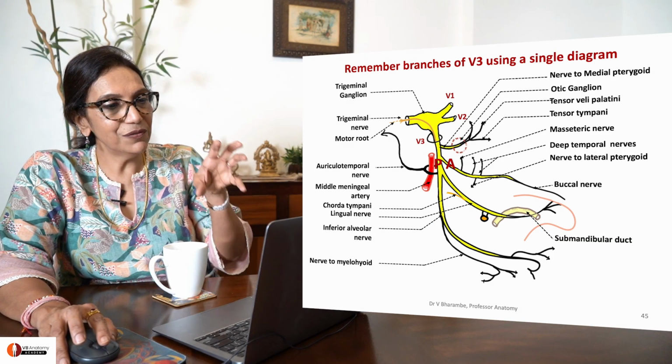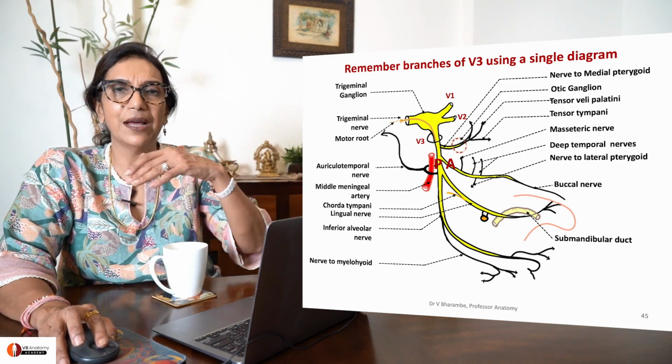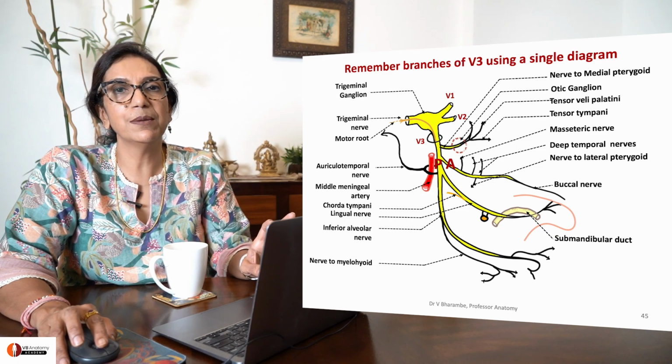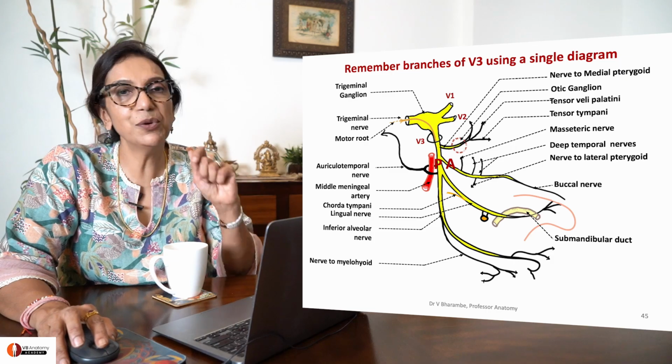So this beautiful diagram, which may look complicated because of so many arrows, forget the arrows. Just draw it a couple of times and you will have your mandibular nerve in hand. It's so easy, but you have to practice drawing it.